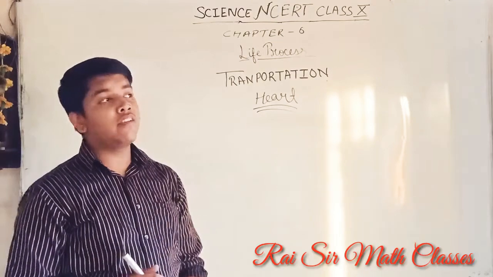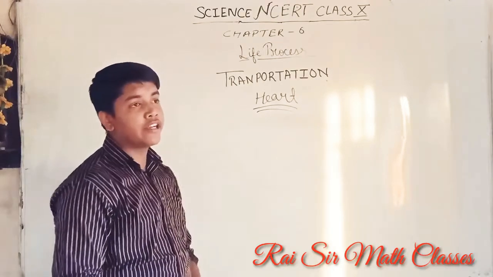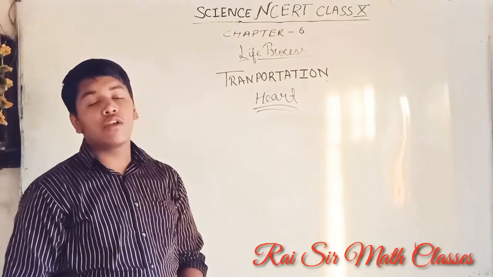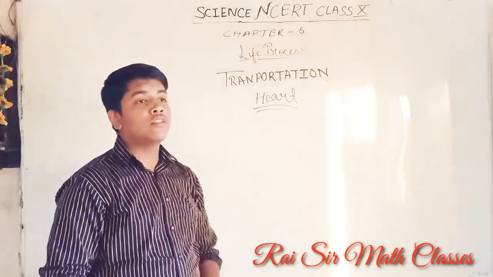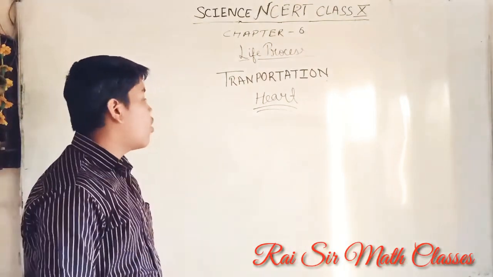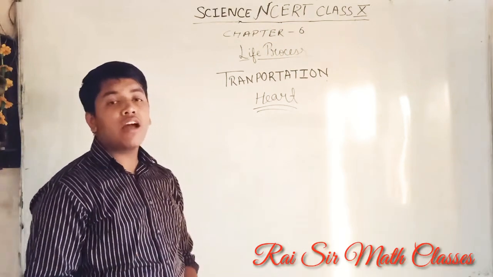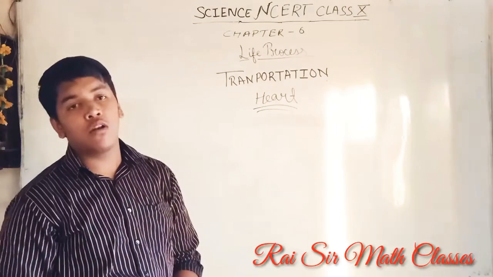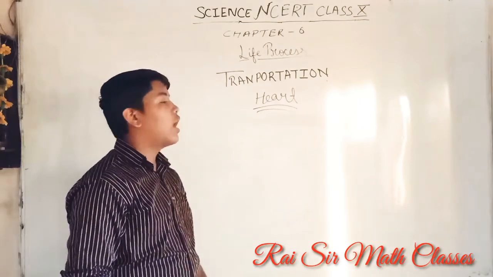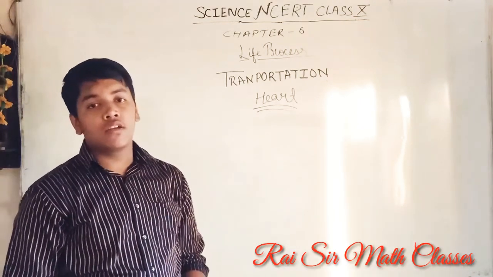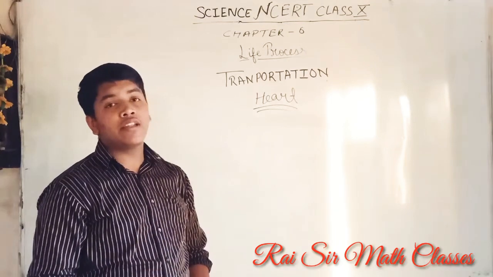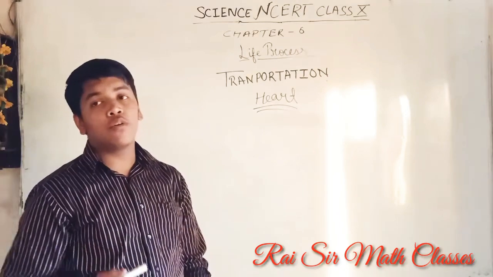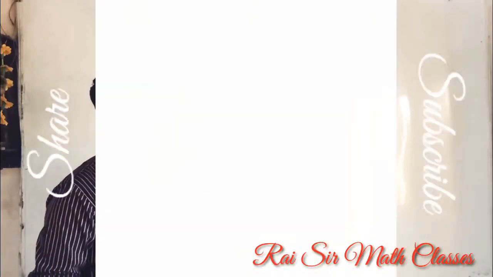We have four chambers in the heart, two ventricles and two atriums. So what are these two things? Atriums are the upper part of the heart and have a thin wall, and ventricles are a small part, or we can say the thick part, situated in the lower part of the heart.